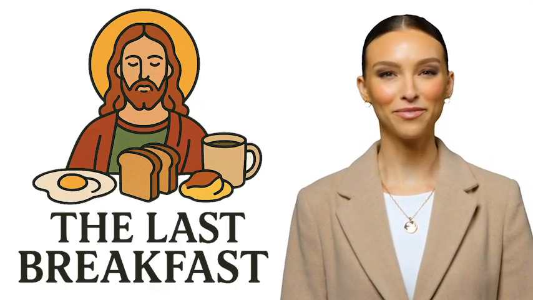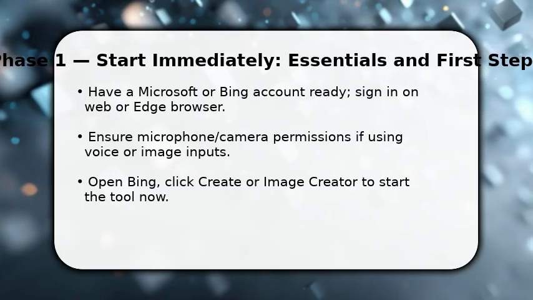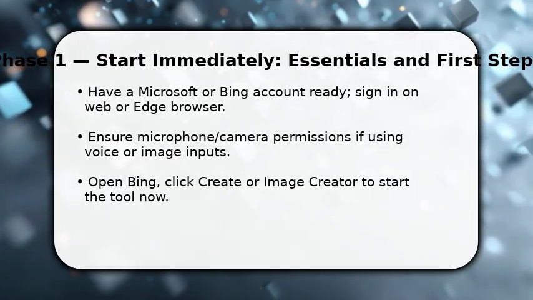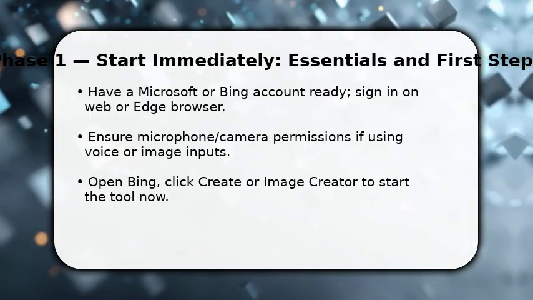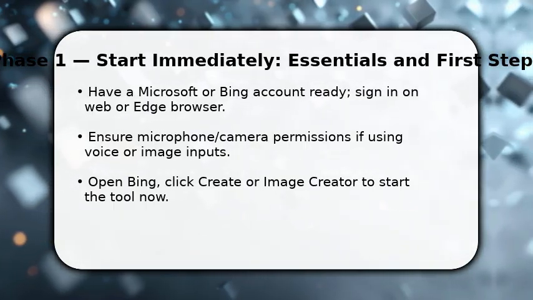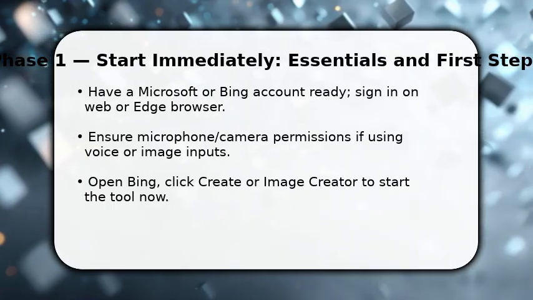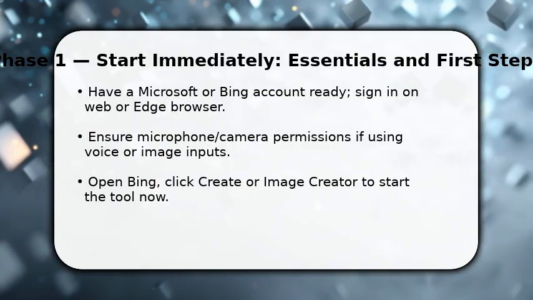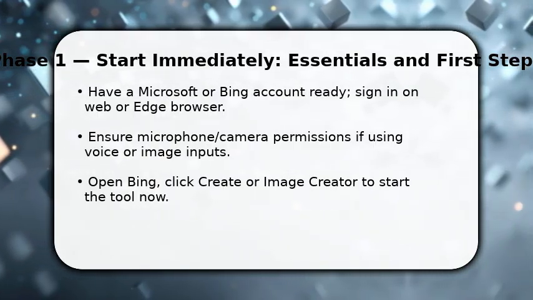Please enjoy the video. You start by signing into your Microsoft account. This links your preferences and saves images. Once signed in, open Bing and choose Image Creator. Do that now. Make sure browser permissions for mic or camera are enabled because they speed workflows when adding voice or photo prompts. You do this first so prompts, credits, and history sync correctly.